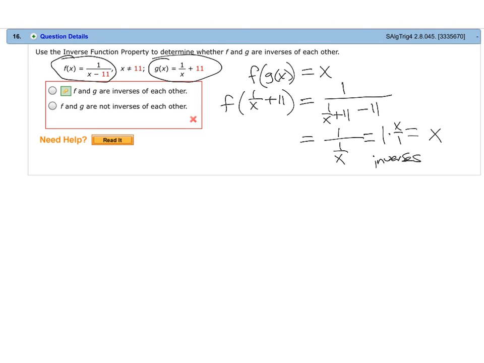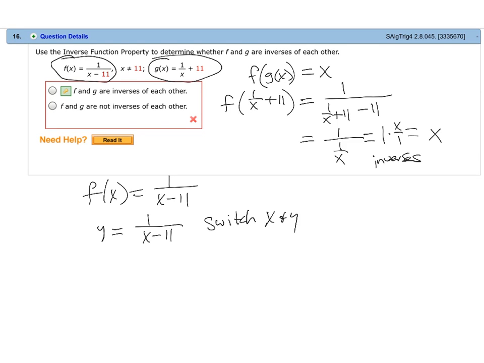We could also go through the process of finding the inverse for the function f. We would do that by writing out the function 1 over x minus 11, changing f of x to y, so we would have y equals 1 over x minus 11, and then switching x and y, because that is the big step in finding the inverse of a function, is to switch x and y.